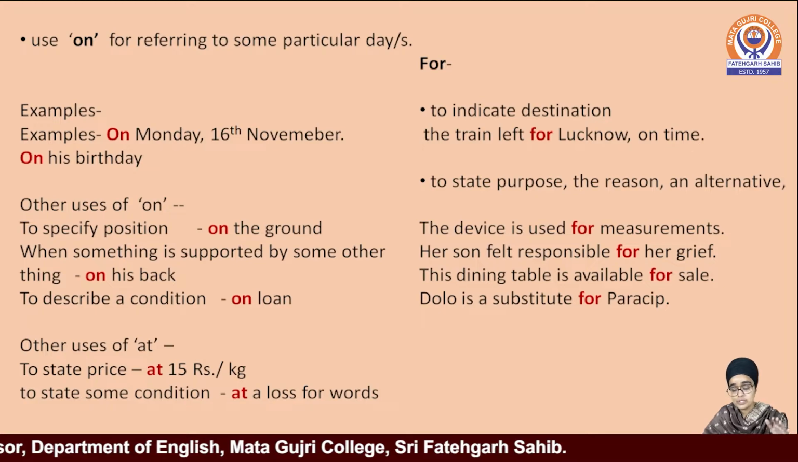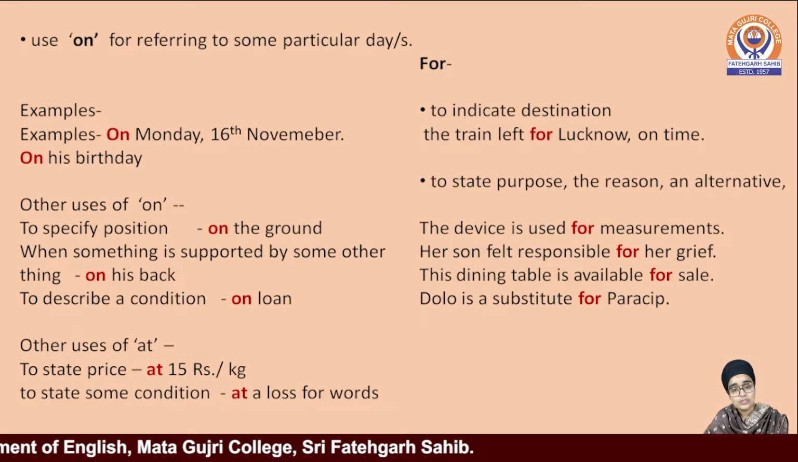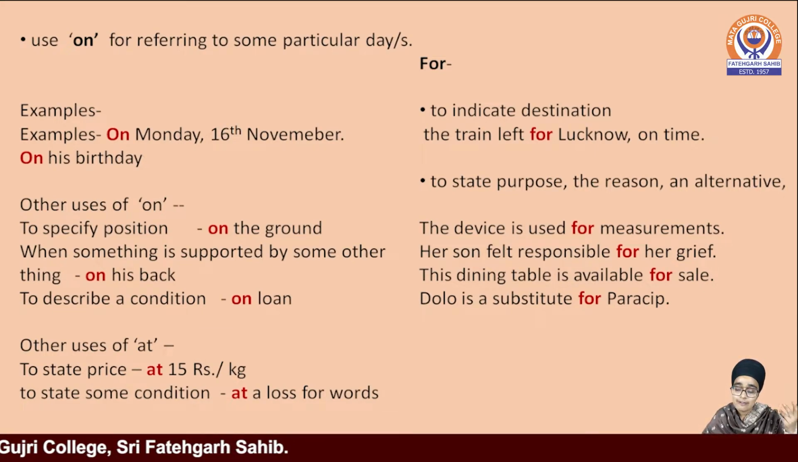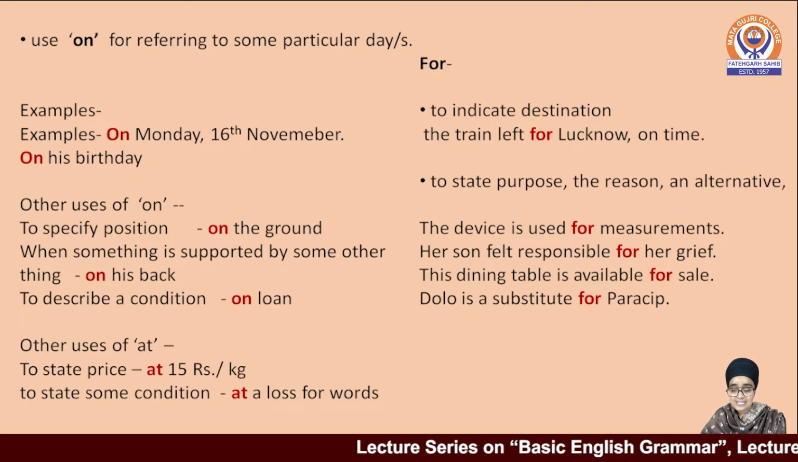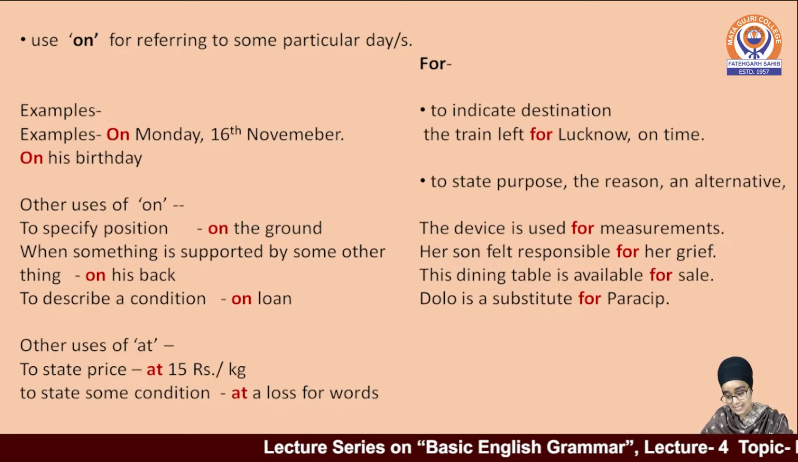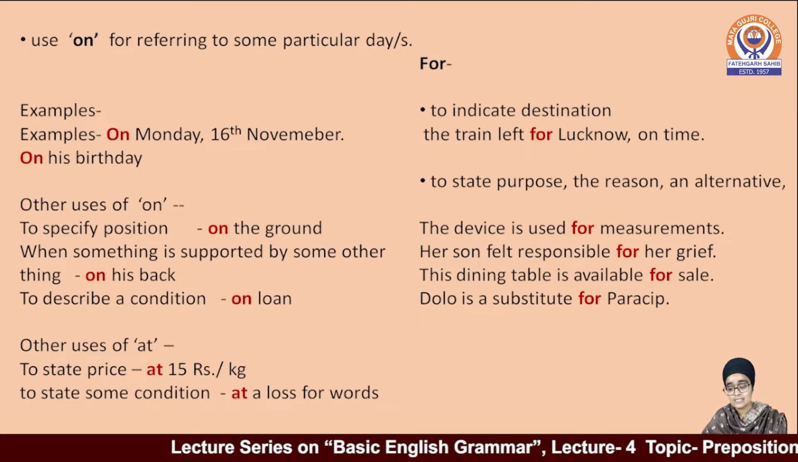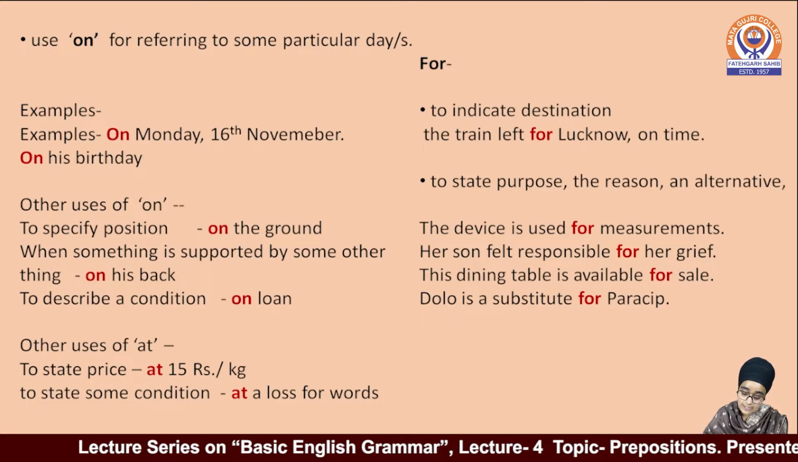Now talking about the preposition for. The preposition for is mostly used to indicate the destination. The train left for Lucknow on time. It is also used to state purpose, sometimes the reason, sometimes an alternative suggestion. So this device is used for measurements, the purpose of the device. Her son felt responsible for her grief, the reason. This dining table is available for sale, again the reason. Dolo is a substitute for Parasip, an alternative of something.